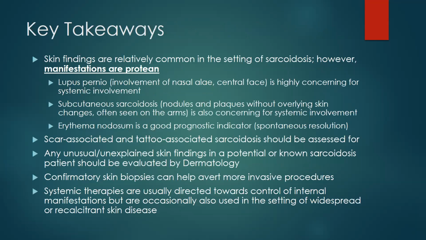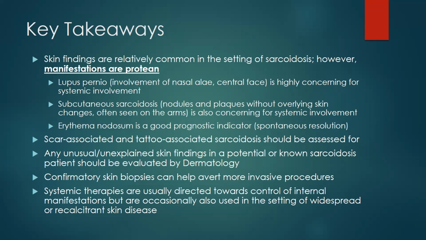So key takeaways, I'm kind of finishing up here. Skin findings are relatively common in the setting of sarcoid, but manifestations are protean and difficult to diagnose. Again, these are the three things I want you to focus on, the big takeaways. Lupus pernio, involvement of the nasal ala and central face, is highly concerning for systemic involvement. Subcutaneous sarcoid, meaning nodules underneath the skin without any overlying skin changes, is also concerning for systemic involvement. Erythema nodosum, the nodules on the shins, is a good prognostic indicator, really promising in terms of resolution in a couple of years.